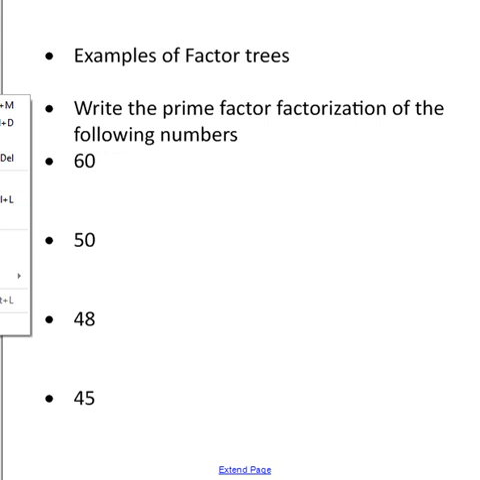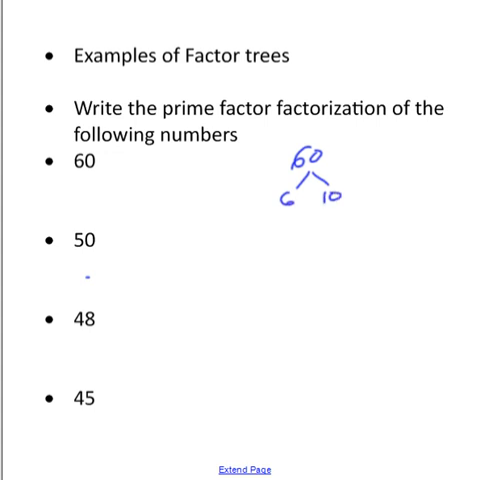Examples of factor trees, right? Let's work on the number 60. Write a factorization for the number 60, and we can start and say, all right, 60 can be factored into 6 and 10. 6 can be factored into 2 and 3, and of course 10 can be factored into 2 and 5. So the factorization for 60 becomes 2 times 2 times 3 times 5.